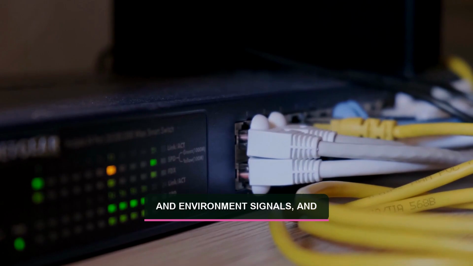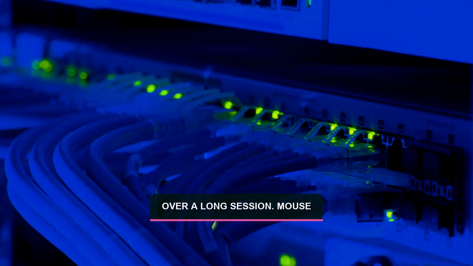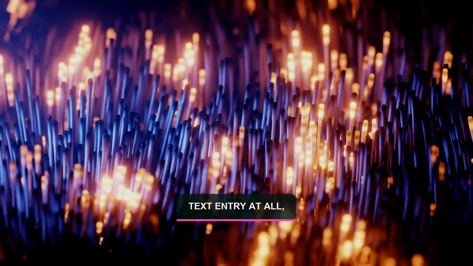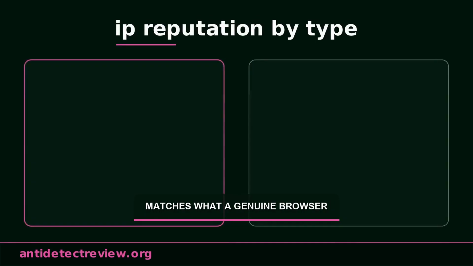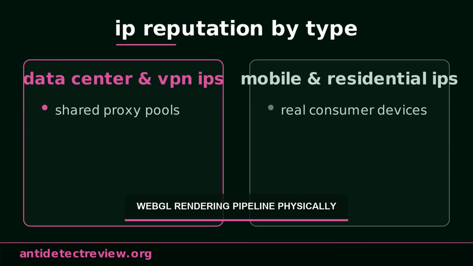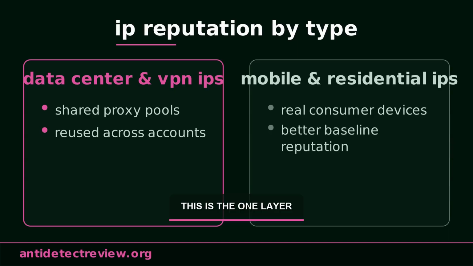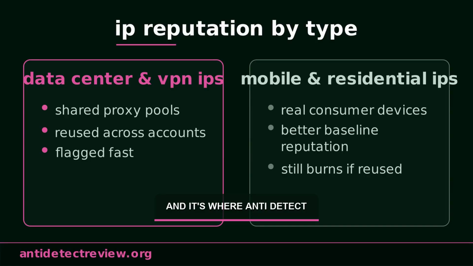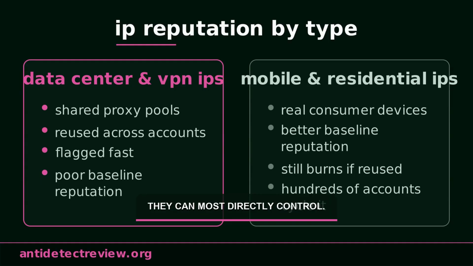The last layer is behavioral and environment signals, and this is the one that's actually hardest to fake convincingly over a long session. Mouse movement entropy, natural scroll behavior, typing cadence if there is any text entry at all, the timing gap between page load and first interaction, whether the JavaScript execution actually matches what a genuine browser engine produces under the hood, and what the canvas and WebGL rendering pipeline physically outputs on that specific machine and that specific GPU. This is the one layer that's genuinely entirely about the browser itself, and it's where anti-detect browsers pour most of their engineering effort, for good reason, because it's the layer they can most directly control.